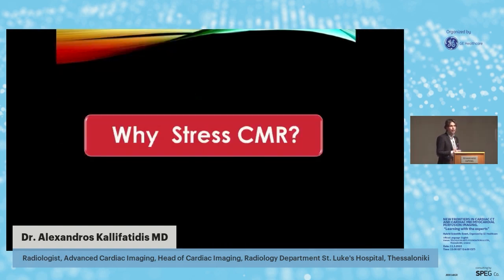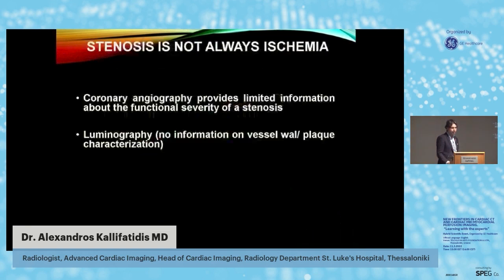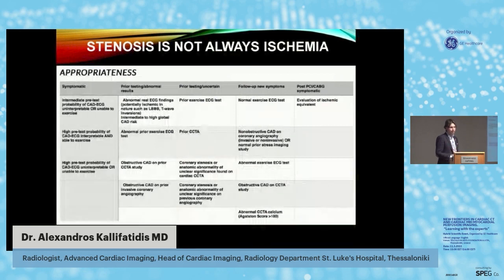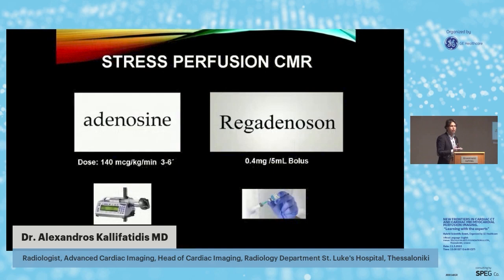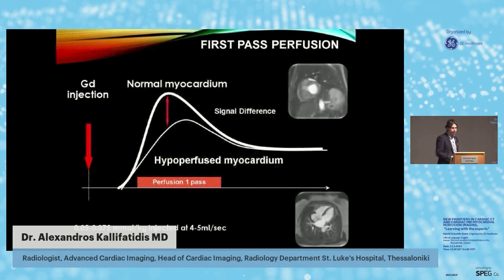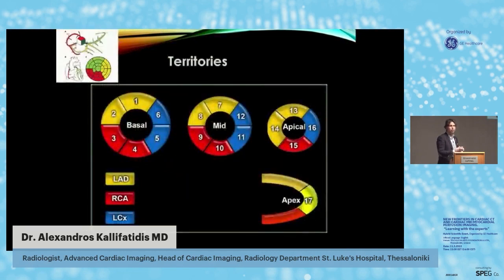Why stress? Of course, we analyzed all this in the first session. Just once again to remind that, as we have seen, stenosis is not always ischemia, and especially in moderate coronary artery disease, additional information is required. We have the stress test techniques in many clinical scenarios. We can use vasodilators like adenosine or regadenoson. Once again, the perfusion sequence in order to see the ischemia. According to the territories, we can estimate the responsible vessel.